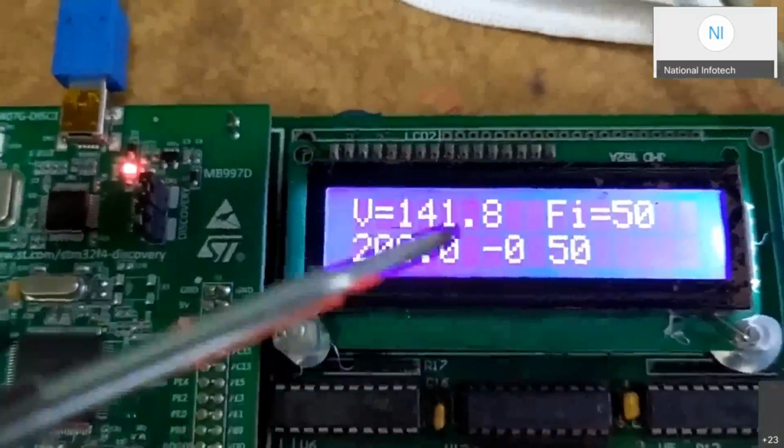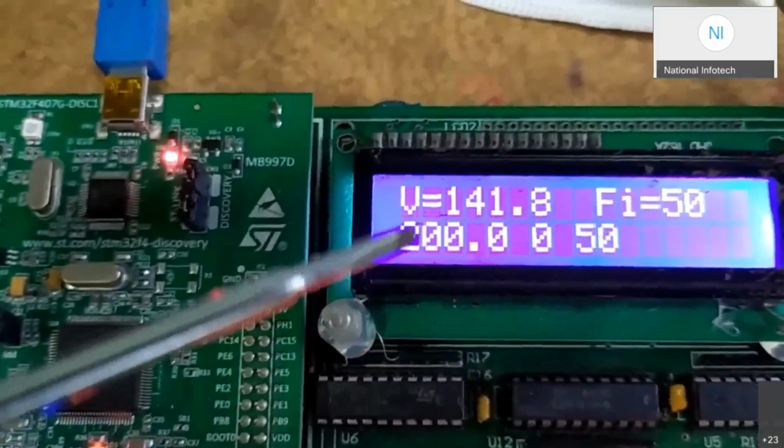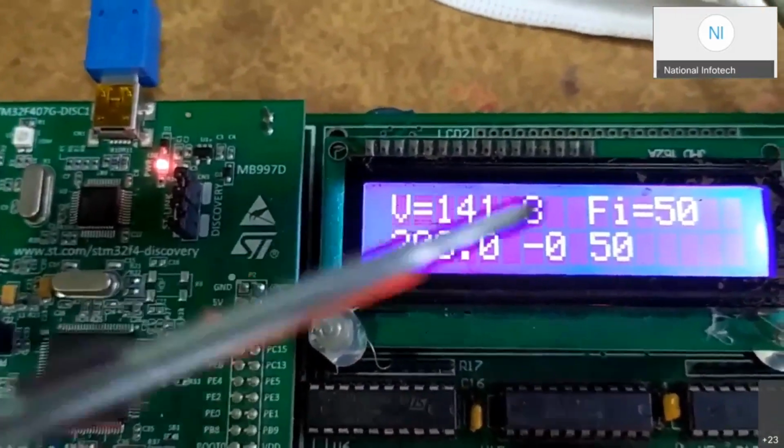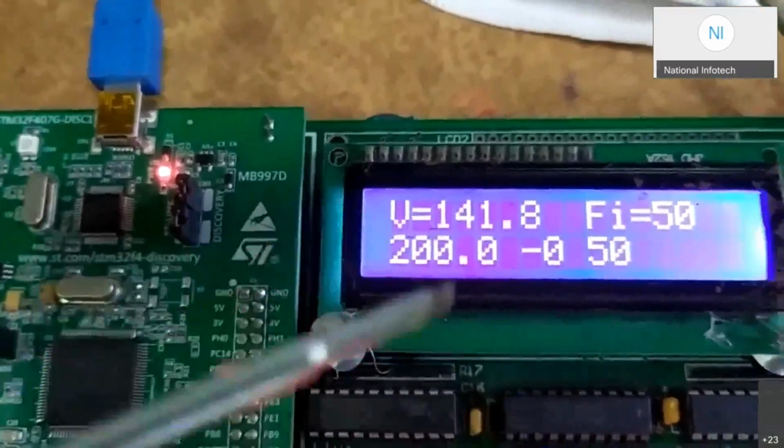Now in the first exercise, we will vary the input voltage magnitude but keep the frequency fixed. So we will first see the variation in the voltage.